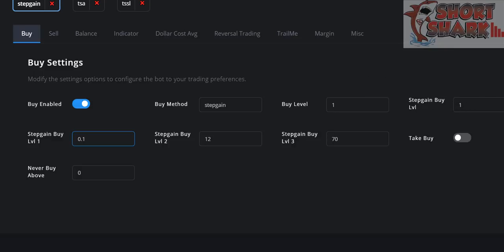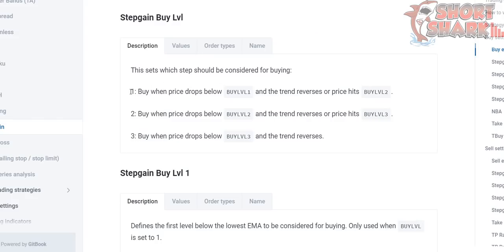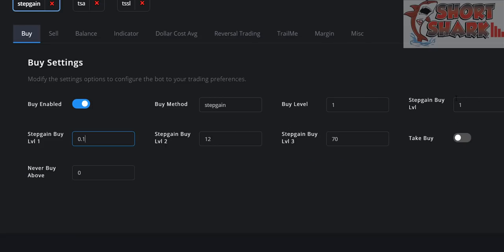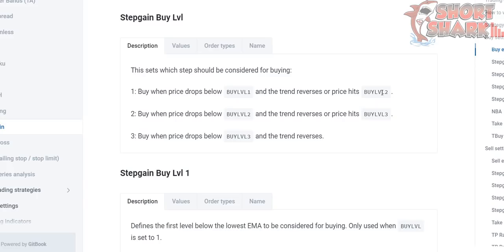So if we were to put a 1 in here and pop over here, what we've told the bot that it's going to do, automation again, is it's going to buy when the price drops below buy level 1, this box here, and the trend reverses, or price hits buy level 2. So if we put a 1 in this box, we've told it we're going to use box 1 and 2, and we've tuned box 1 to 1% below the lowest EMA. So if it's going along and doing its thing and it never reverses, when it hits box level 2, which we set to 12%, no matter what, it's going to buy at the end.